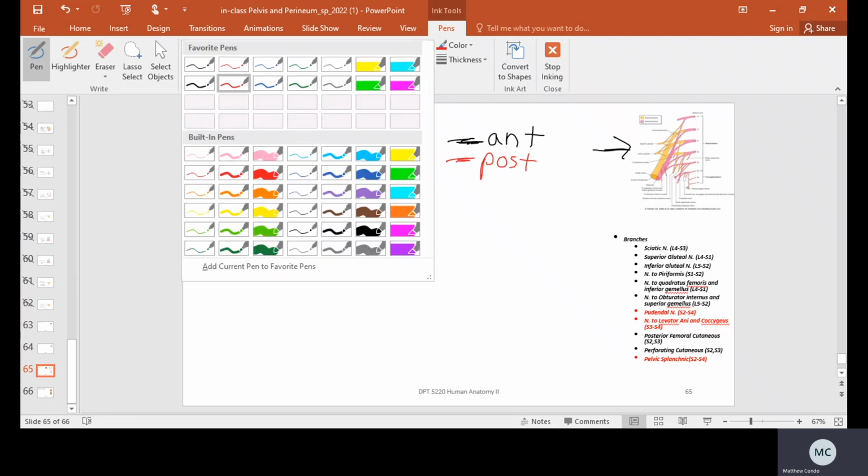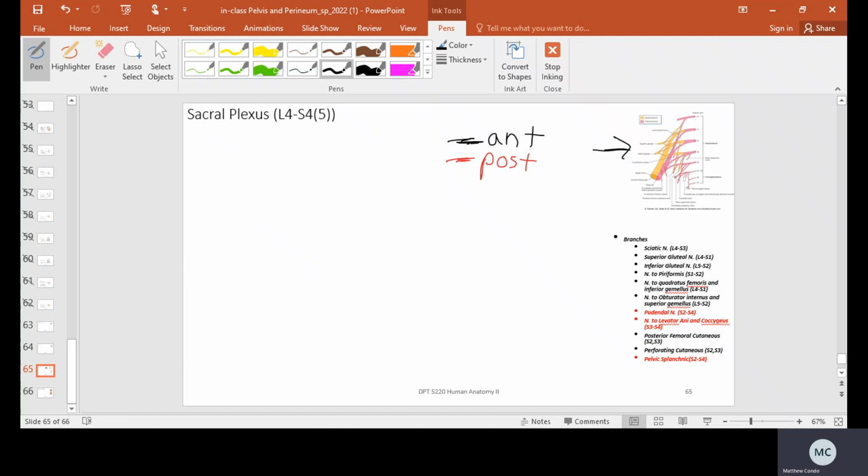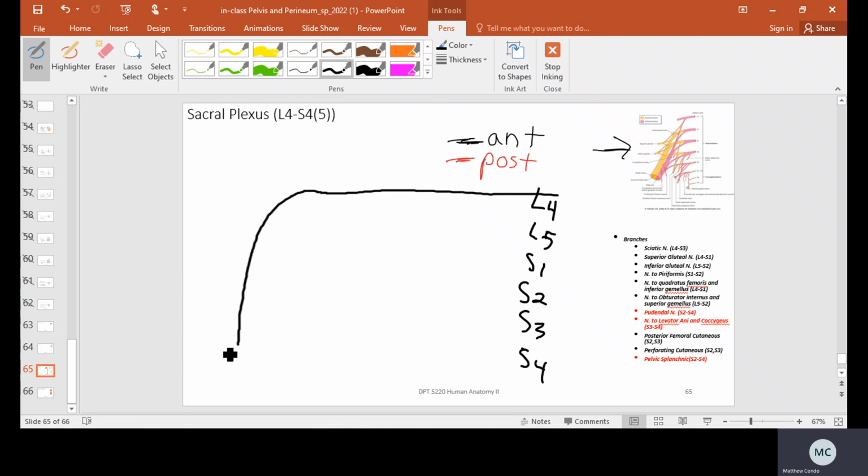My roots are going to come down L4 down to S4. Okay, so I'm going to have L4, L5, S1, S2, S3, S4. These are all going to have a lot of similar branching off of them, okay? So what I'm going to see here is these big branches coming off.